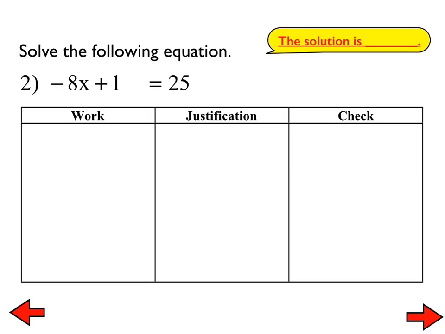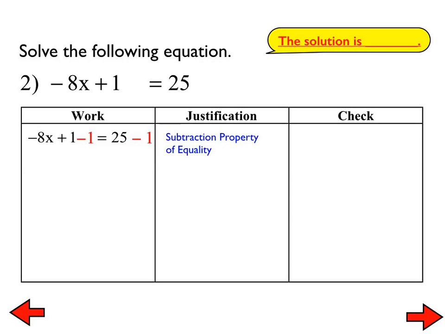All right, so let's now go to number 2. And I'm going to do this one with you. Hopefully I can go a little bit faster this time. Let's start by writing the problem in here. The work is just the work to solve the problem. So we subtract 1 from both sides. That's the inverse operation. That is the subtraction property of equality.